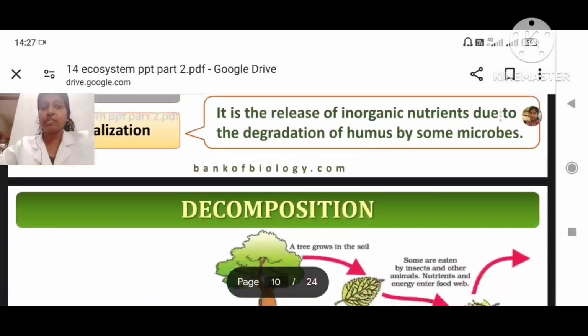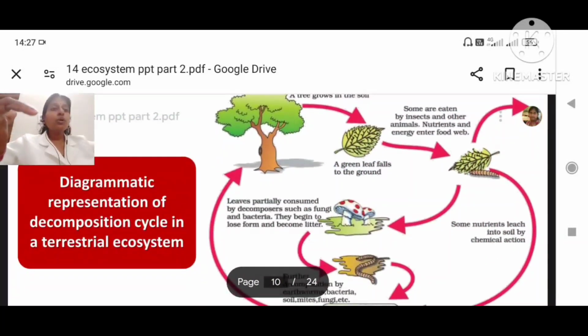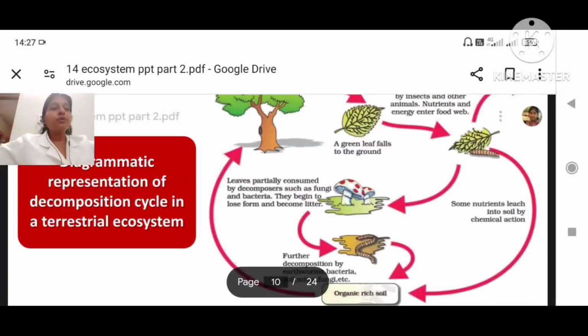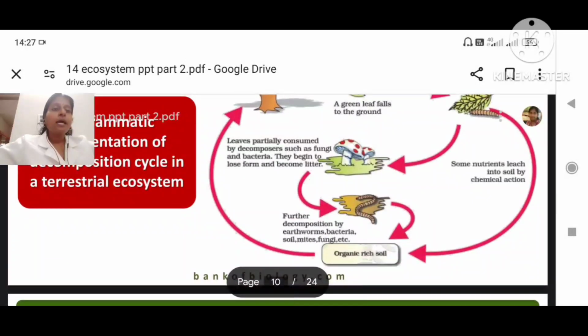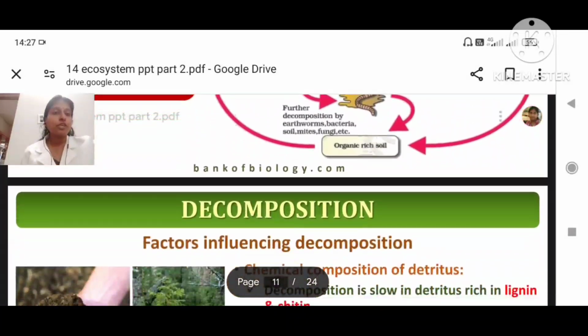Very important question. Yeah. So diagrammatic representation has been given. You can go through. Leaf partially consumed by decomposers such as fungi, bacteria and all. You can find the leaves when it is falling down, gradually they are being taken up. At last organic rich soil they are forming, then inorganic substances are getting released. Okay. So this is just diagrammatic representation which you can go through.